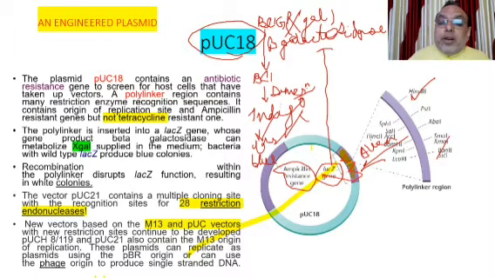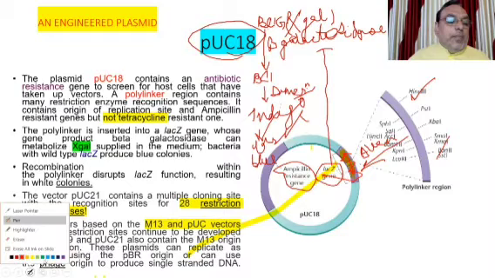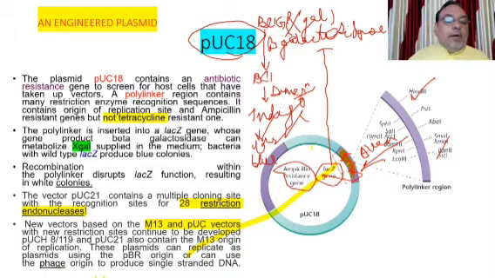So when it gets integrated into the lacZ site, it will lead to the disruption of the lacZ region, and disruption of the lacZ region will lead to the absence of beta galactosidase.